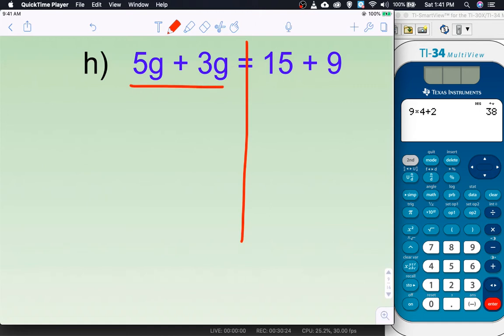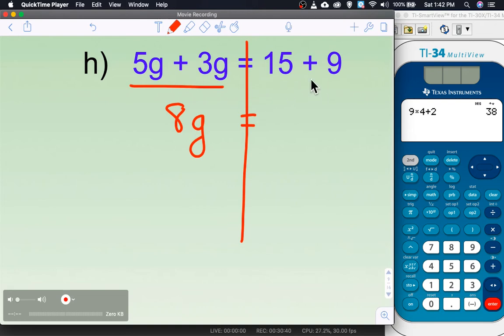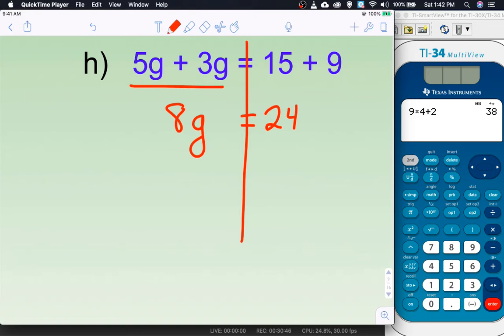I can combine those two. A 5g and a 3g can be combined together. On the left-hand side of the problem, I have 8 g's. On the right-hand side, 15 plus 9. I can combine 15 plus 9 and get 24. Combine like terms. After you combine like terms, now the next step is to solve the equation.